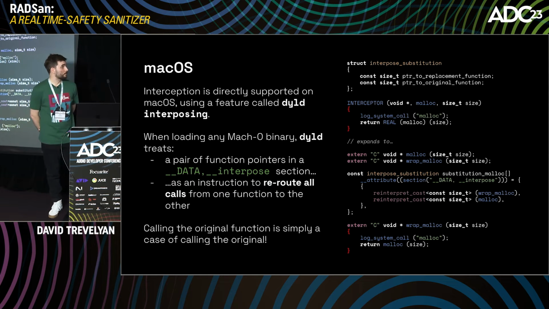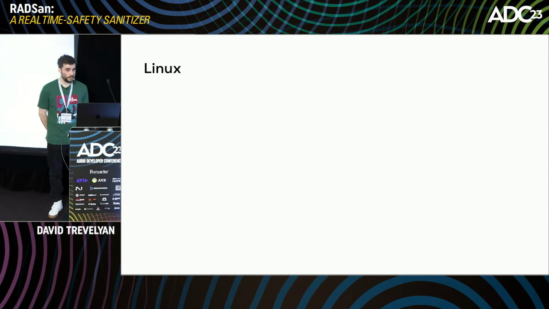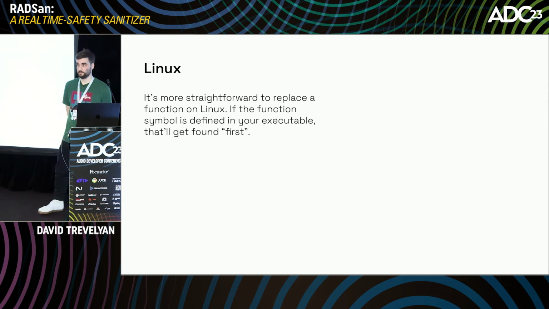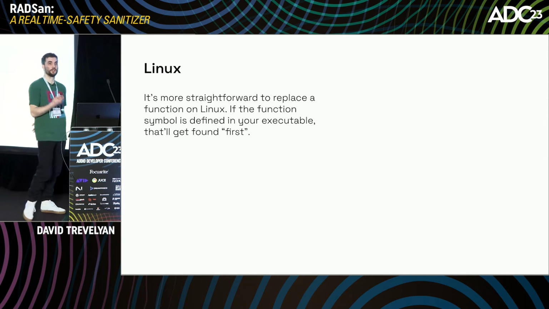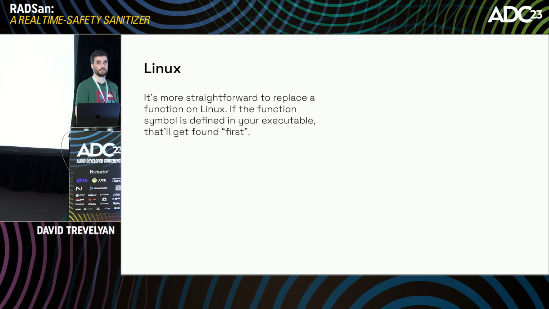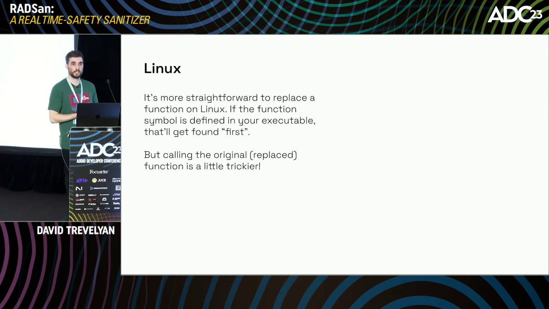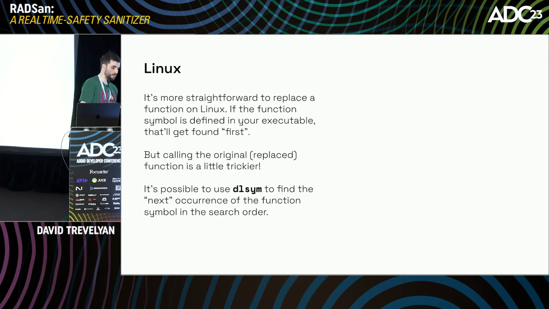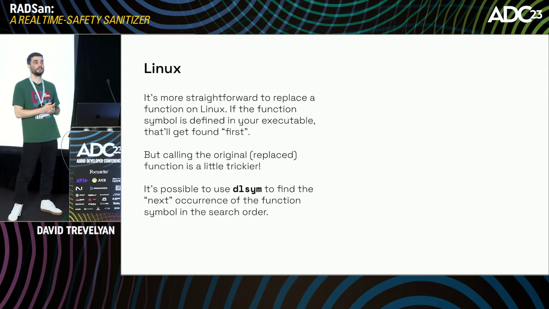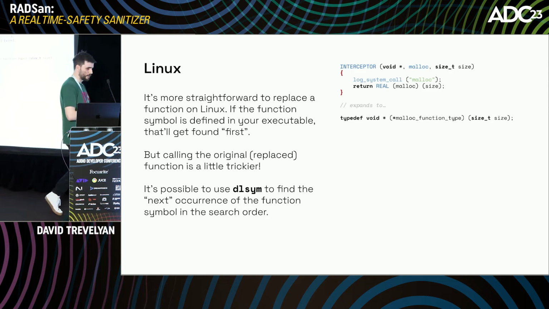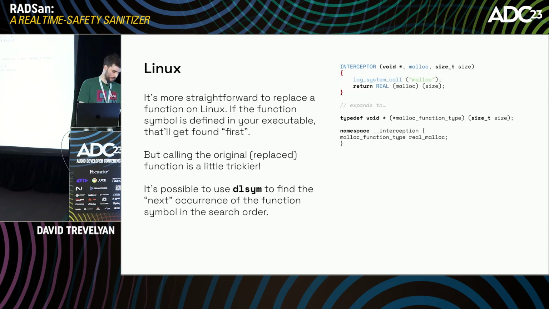So that's how it works on macOS. On Linux, it's a little bit different. It's more straightforward to replace a function on Linux. So if the symbol is defined in your executable, that's going to get found first in the search order. Calling the original function is a little bit trickier, and how they've set up the interceptors in LLVM is they use the symbol lookup with dlsym to actually just find the next symbol in the search order. So that expands out to something like this.